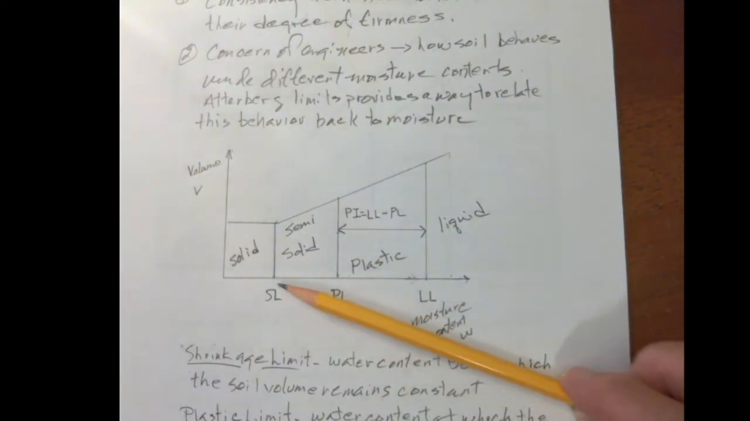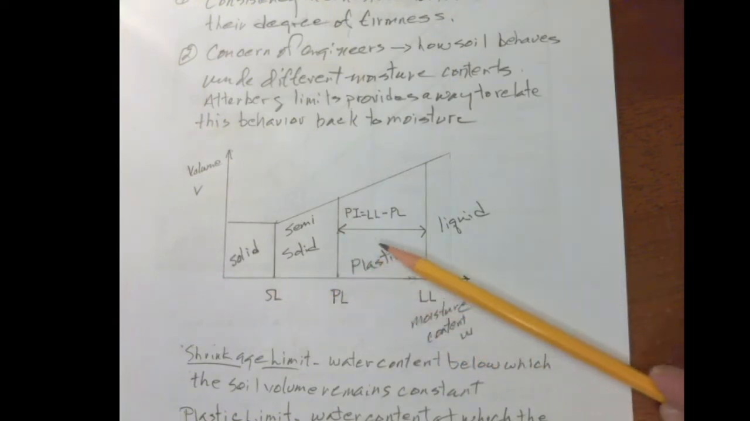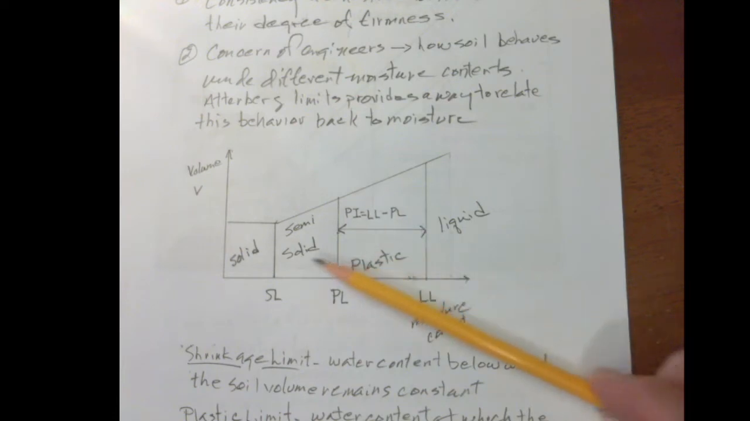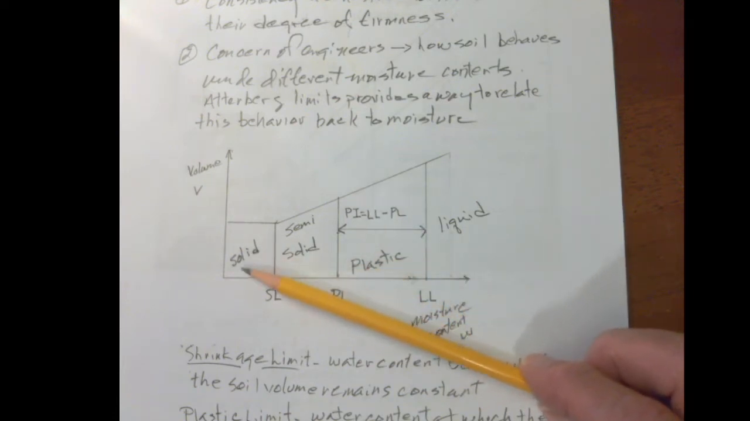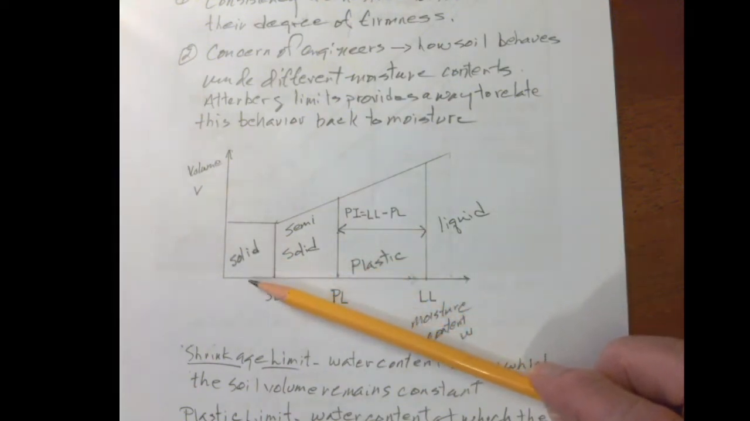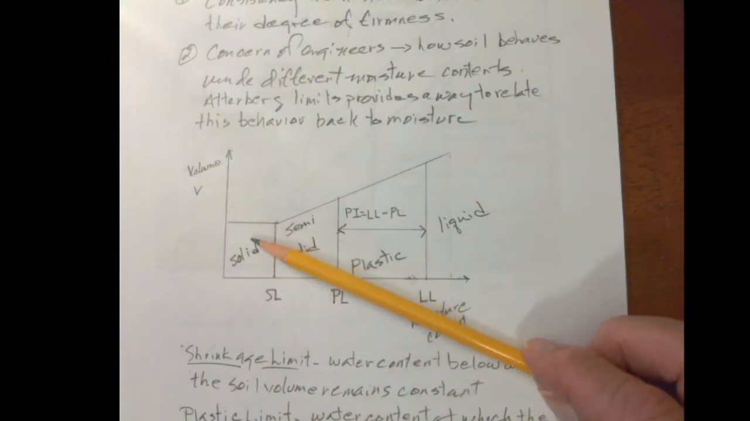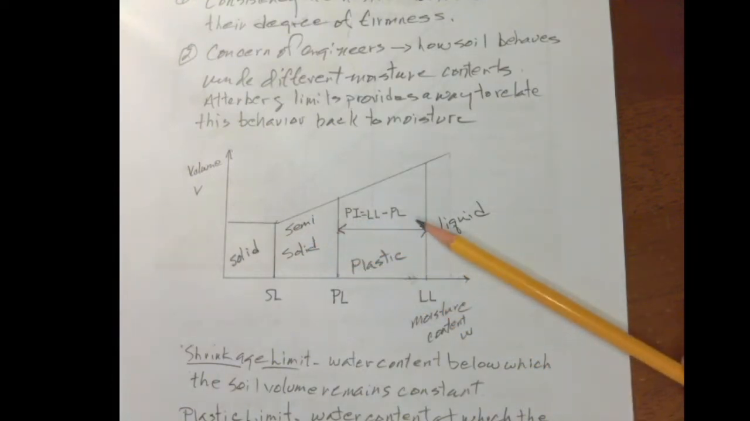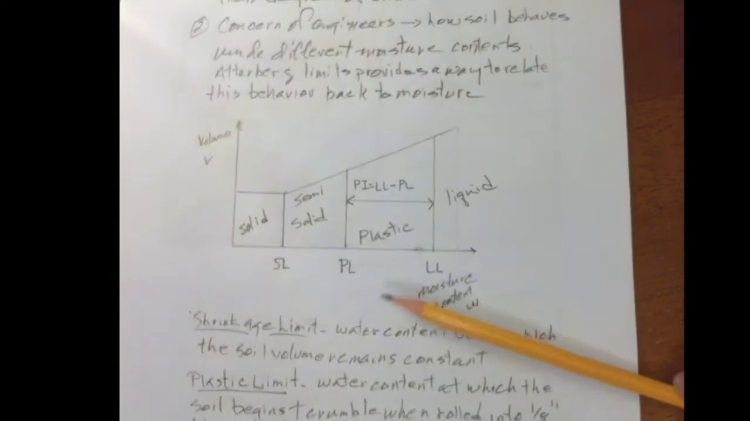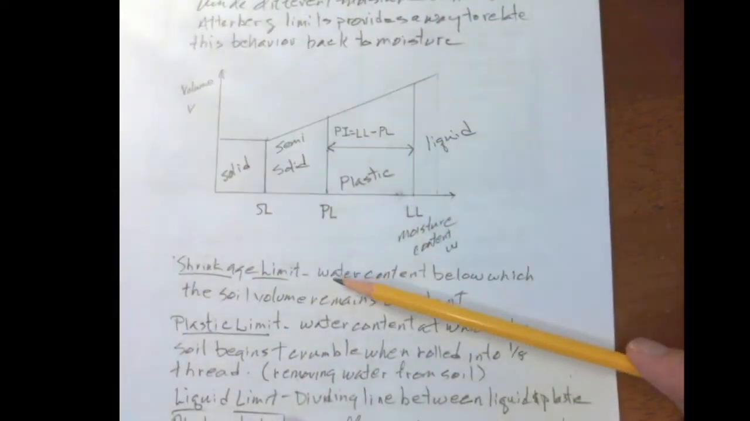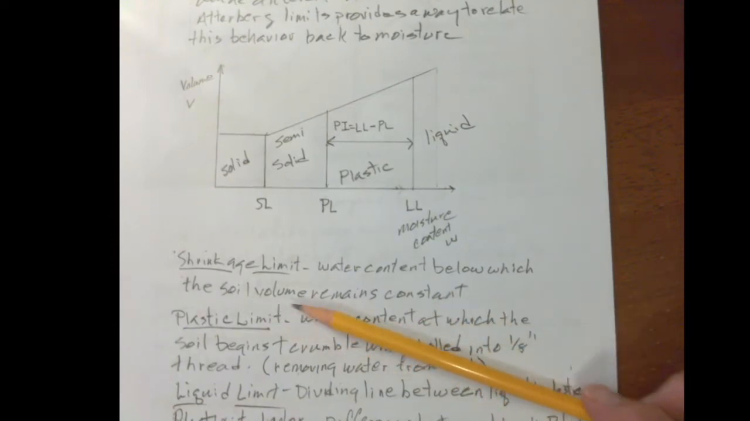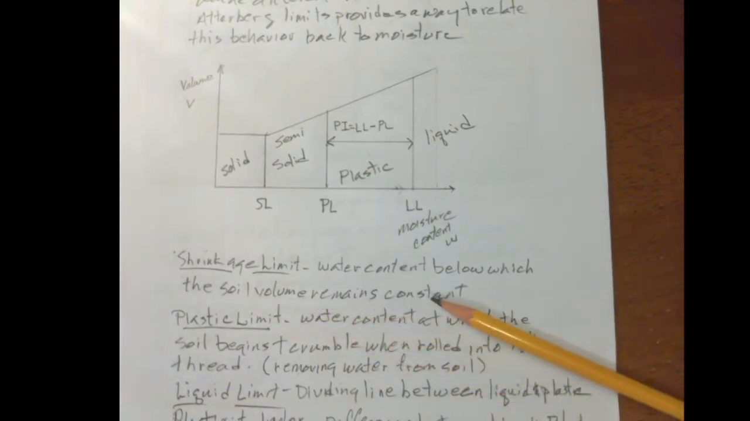So again, you keep adding water, and your volume keeps getting larger. Now in a Proctor test, you want to find that zone where, as you add water and compact at the same time, the volume stays the same, but the density increases. So the shrink limit is the water content below which the soil volume remains constant.